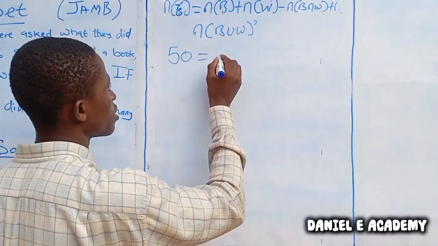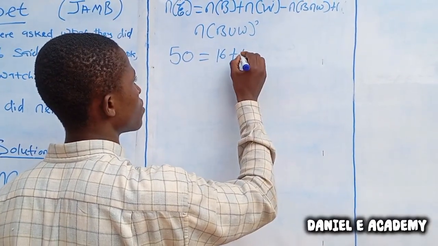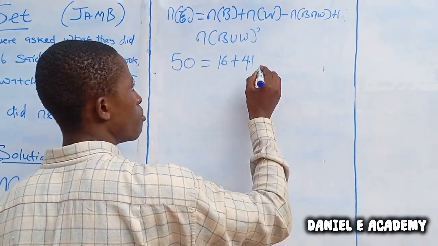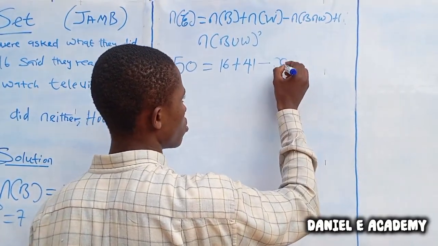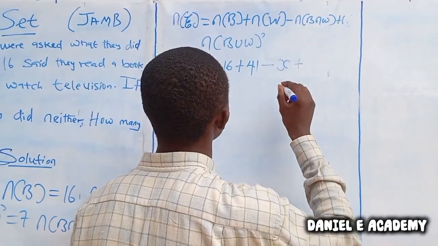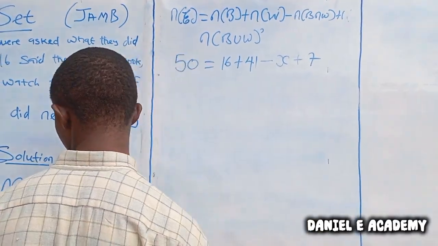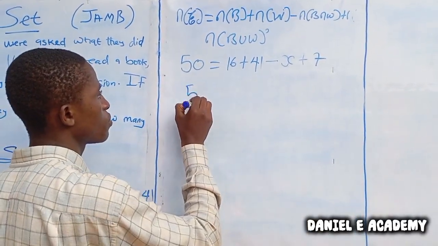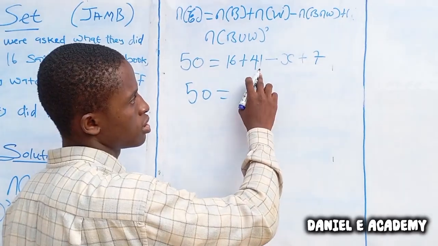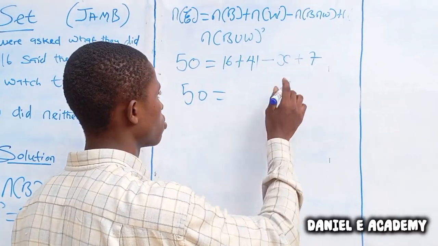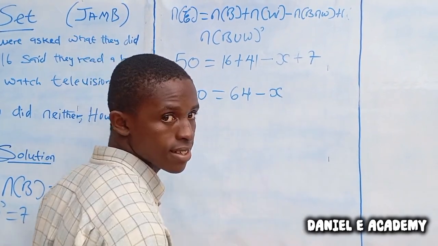So our universal is 50. The number of B is 16 plus the number of W is 41 minus the number of intersection, since it is unknown, use X, plus the union, 7. So 50 will be equal to 16 plus 41 plus 7 minus X. It should be 64 minus X.